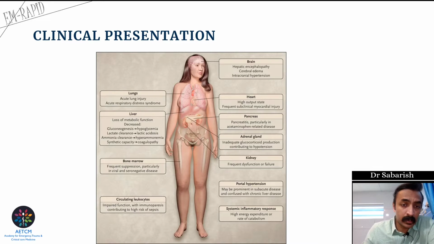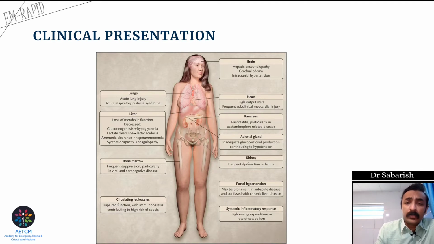That is, a decrease in gluconeogenesis can lead to the patient presenting with hypoglycemia. A problem with lactate clearance can happen because of hepatic failure, which can lead to lactic acidosis. There could be problems with ammonia clearance, which can lead the patient to present with hyperammonemia, and synthetic capacity is lost, leading the patient to have significant coagulopathy and bleeding manifestations.